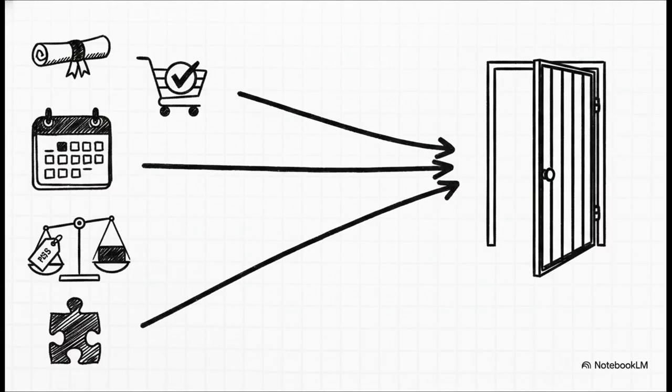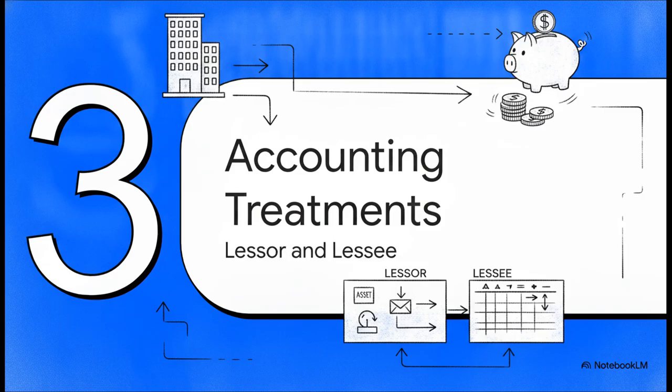And finally, number 5, is the underlying asset of such a specialized nature that it has absolutely no alternative use to the lessor at the end of the lease? Again, hit any single one of these 5 hurdles, and boom, you have effectively purchased or sold the asset from an economic and accounting perspective. So now that we've got our sorting rules locked in, let's move to Section 3 and look at the actual financial outcomes for both the lessor and the lessee.